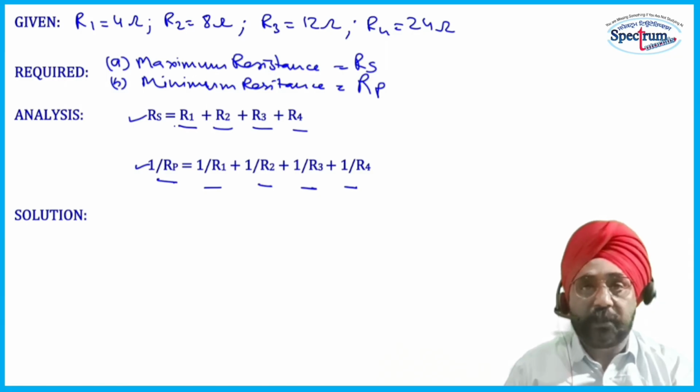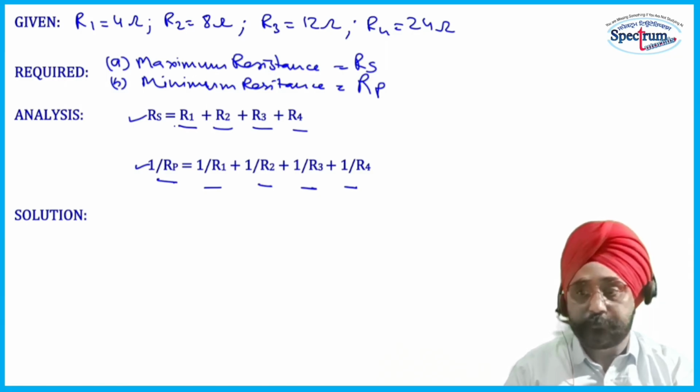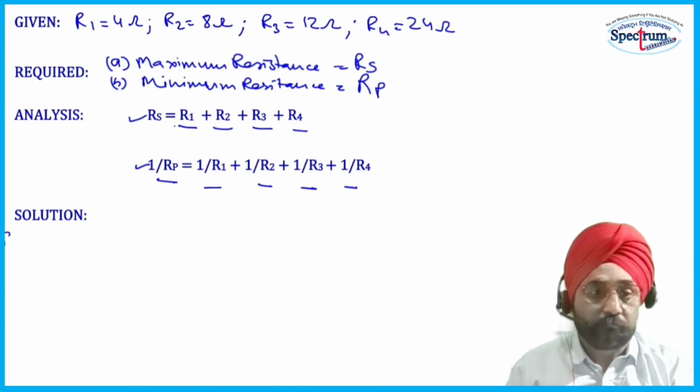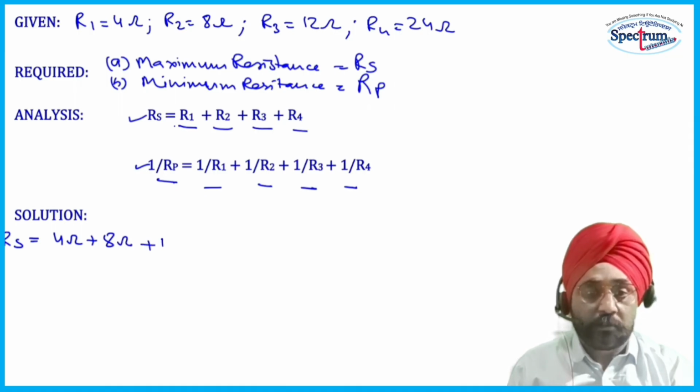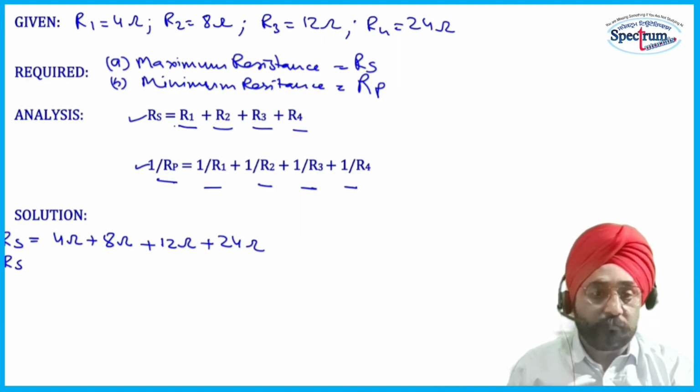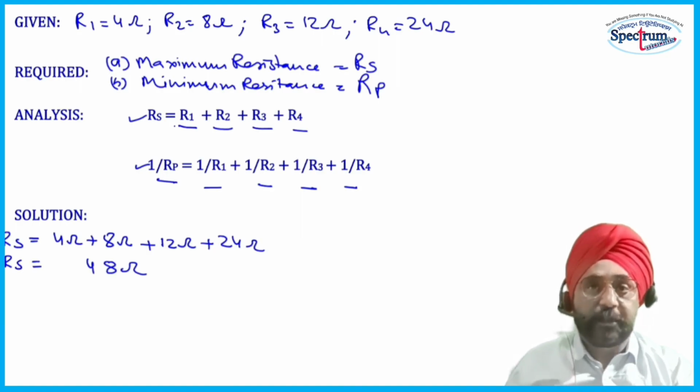Solution: first we find RS. RS is equal to 4 ohm plus 8 ohm plus 12 ohm plus 24 ohm. So this comes out to be 48 ohms.